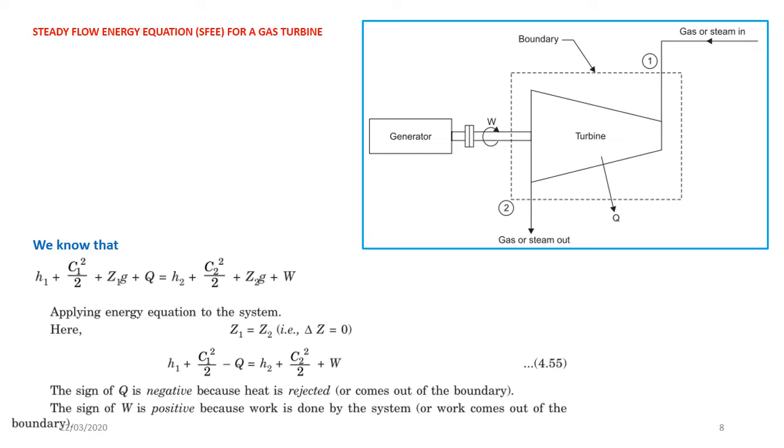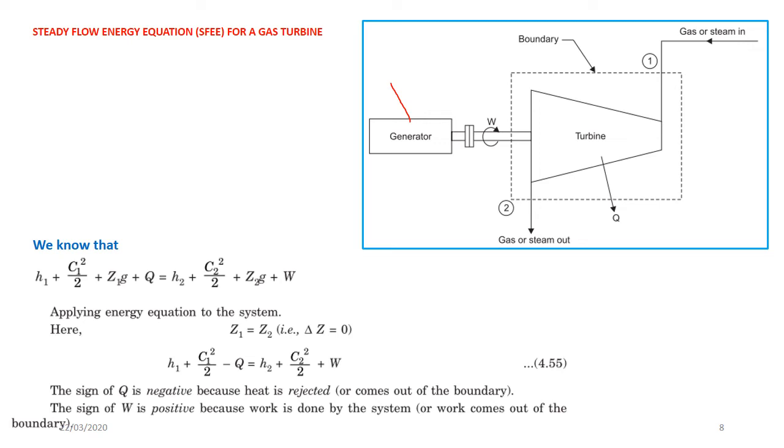So what will happen here? In the gas turbine, the heat will be rejected outside. After expansion, the gases go outside, right? This turbine does some work on the shaft, and the generator starts to work to produce power, to produce current. Fine. So what happens in a gas turbine? The heat is rejected and work is done, right?